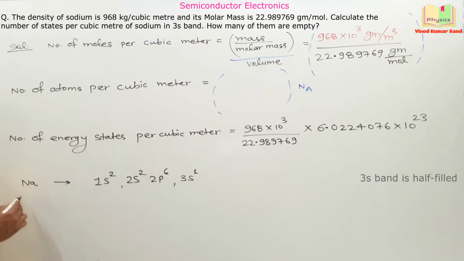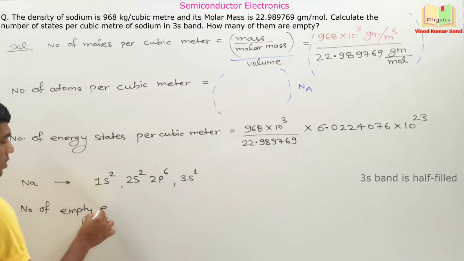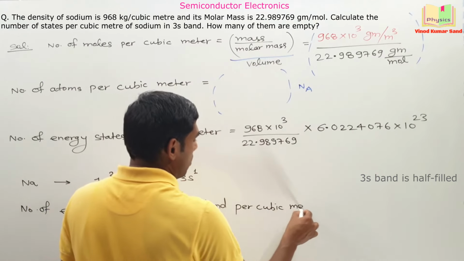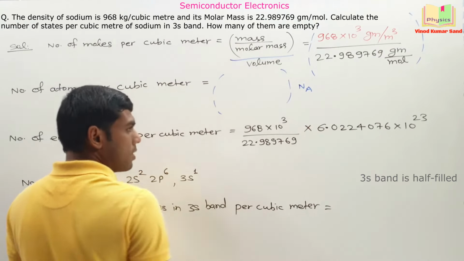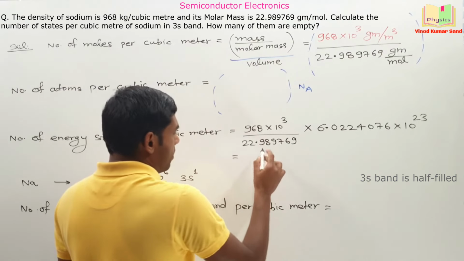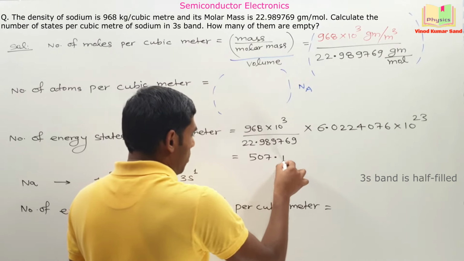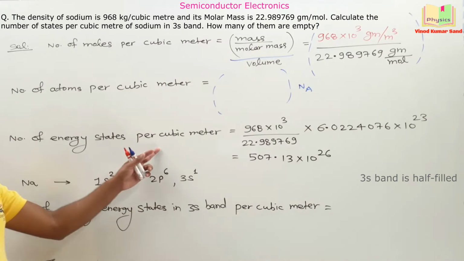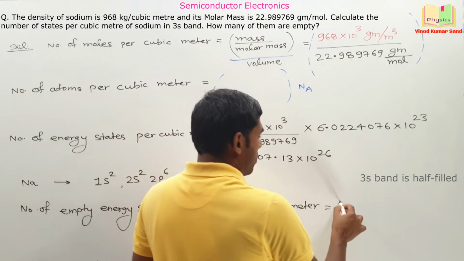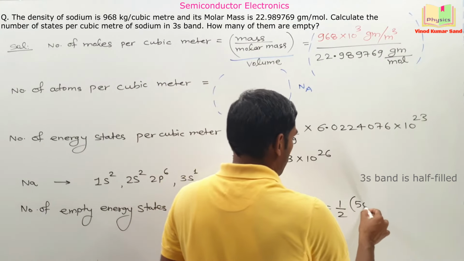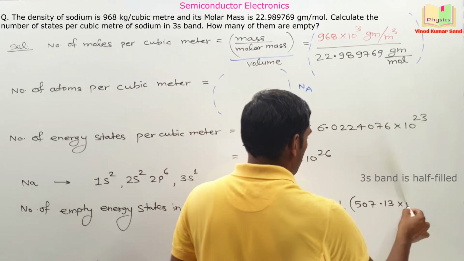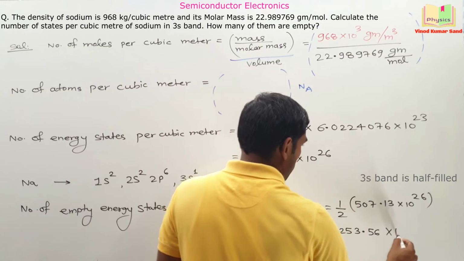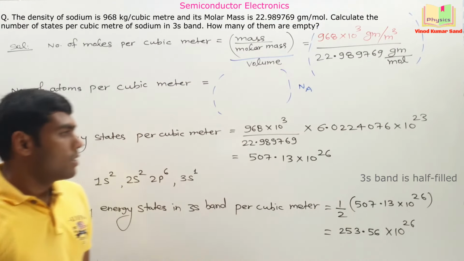Let's do that calculation. Number of empty energy states in the 3s band per cubic meter will be equal to half of this number. If you do the calculation, this number comes out to be 507.13 into 10 to power 26. And the empty energy states will be exactly half of this number, 507.13 into 10 to power 26. The answer will be 253.56 into 10 to power 26.